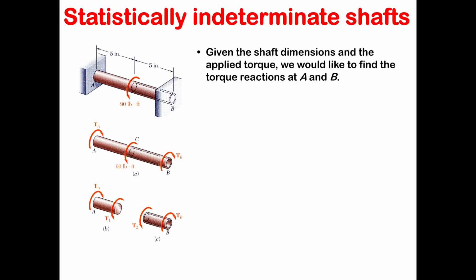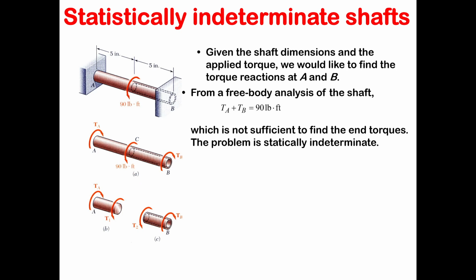To give you an example, let's take a look at this statically indeterminate shaft. We are given the shaft dimensions and the applied torque. We would want to find the torque reactions at A and B, so TA and TB essentially. We have a hollow shaft at one side and a regular shaft at the other side. We are applying the torque in the middle, the torque of 90 pound-feet. And from the free body diagram, we can have this equation, and that's the only equation we can have: TA plus TB is going to be equal to 90 pound-feet.